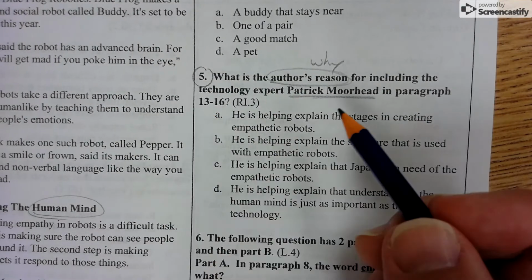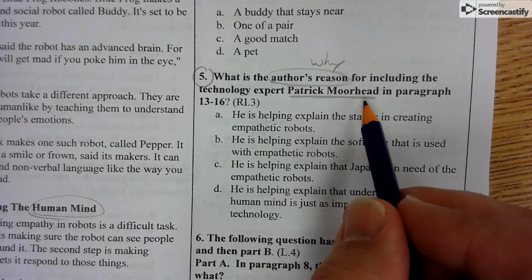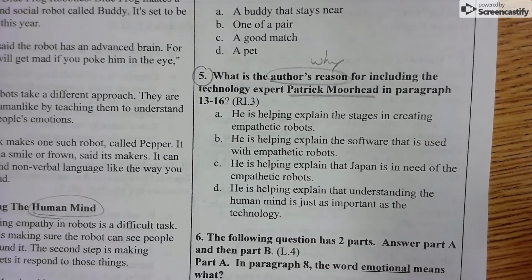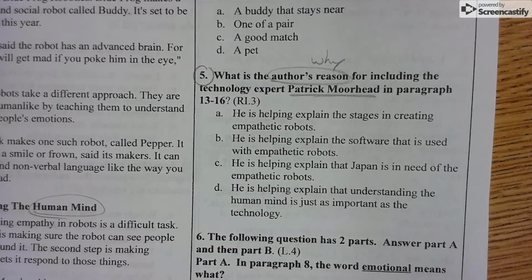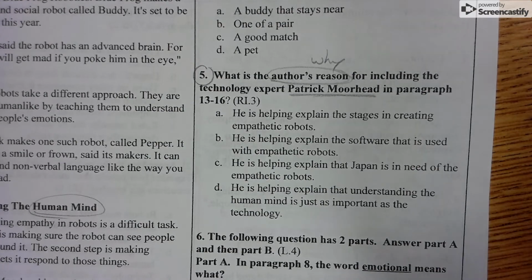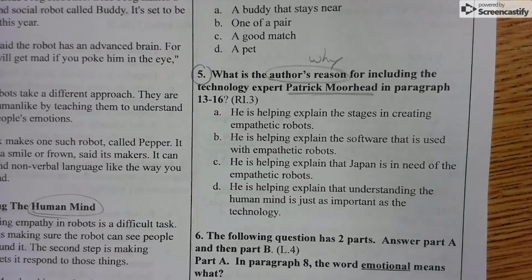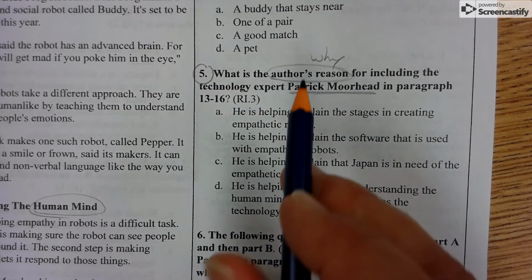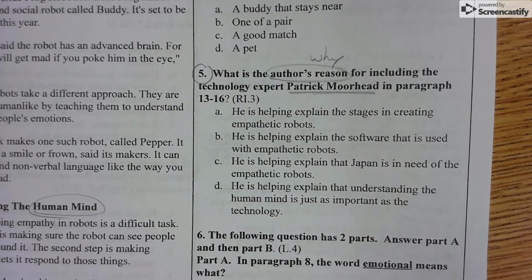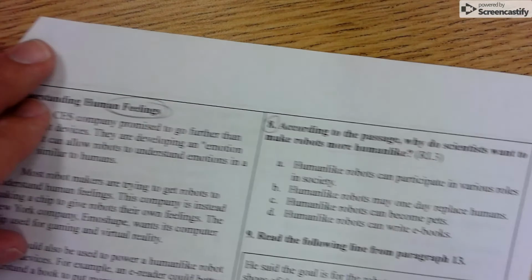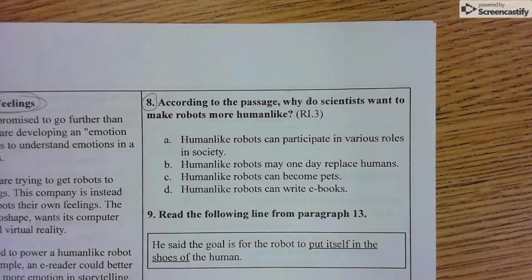What was the reason for putting Patrick Moorhead in these paragraphs? What was important about him? What did he say? So if I go back to paragraphs 13 through 16 and I look at what Patrick Moorhead says, I would understand why the author put him there. What's his purpose? What did putting him in this passage do to help me make my point? All right, so you'll see a lot of those author's reason. It's simply, why did he do this? What job does this paragraph do for my passage?